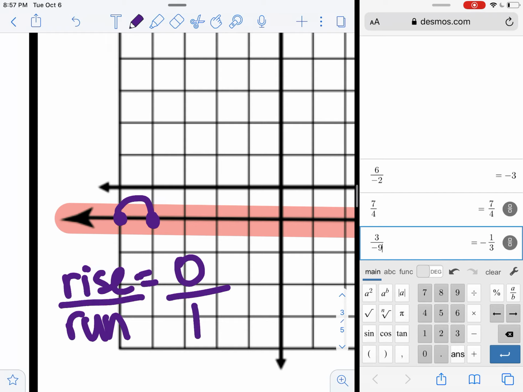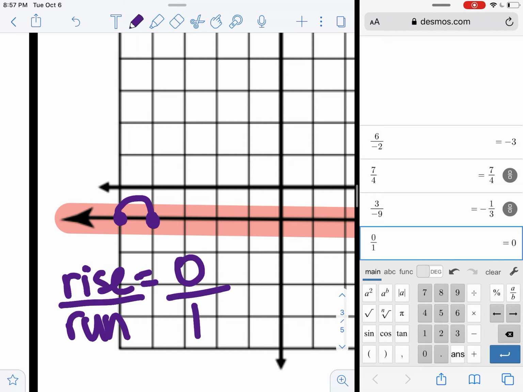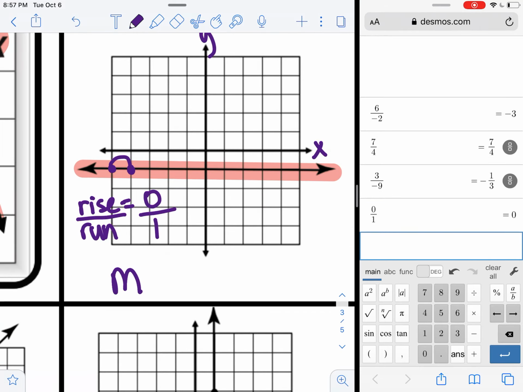So rise over run, change in y over change in x. So let's put this in our calculator. So we've got 0 divided by 1. Boom shakalaka. It's just 0. So my slope is 0. So this is what it would look like if we had a 0 slope.